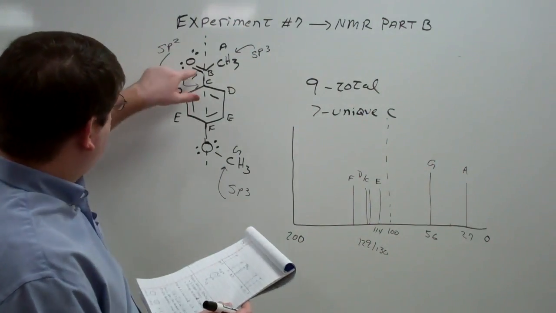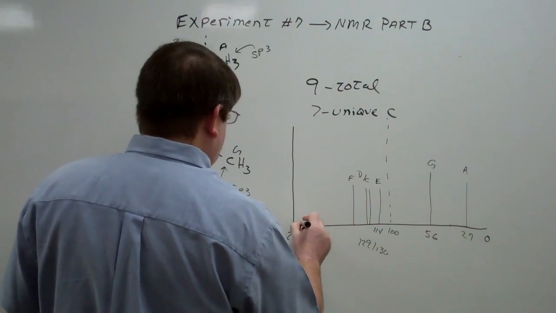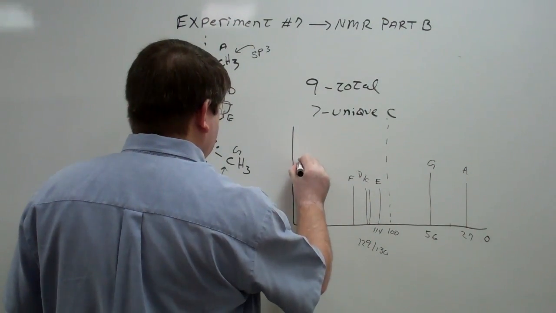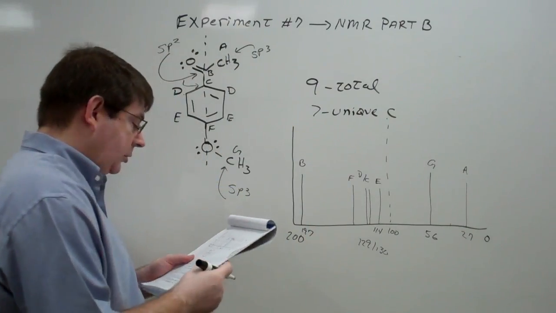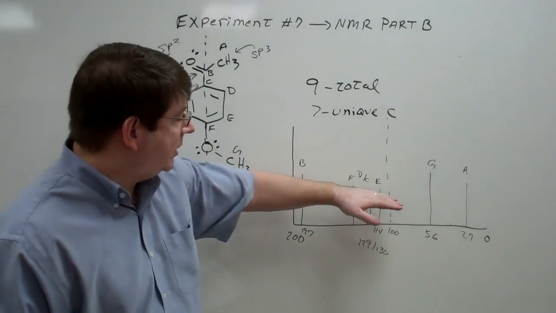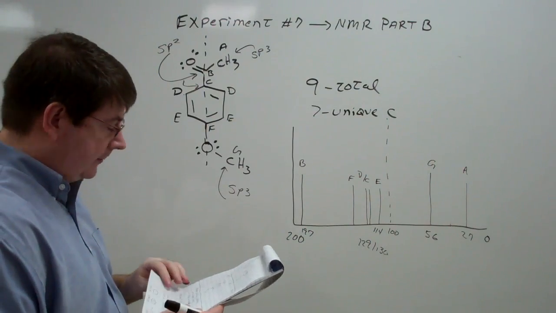And then we've got our ketone, and we would expect that to be fairly close to 200. And so that's signal B. And it's actually at about 197 parts per million. And so this is what one would expect to see for this particular example.